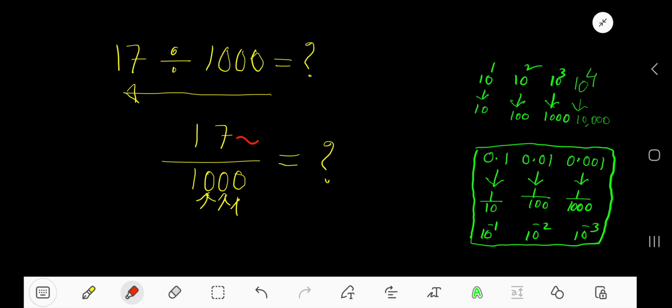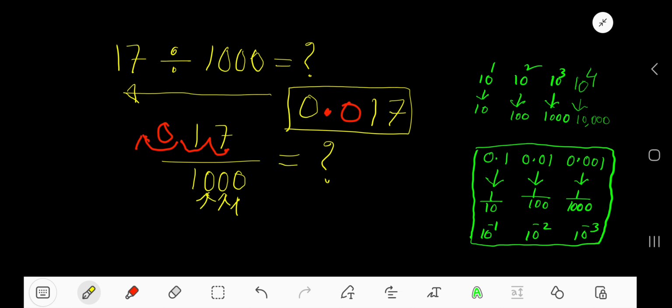Decimal point, since this is a whole number, the decimal point will appear here. Then 1 place, 2 places, 2 places, placeholder 0, 3 places. So here we are getting the decimal 0, 1, 7. You can add one more 0 here to mean that this is less than 1. So 0.017 is our answer.